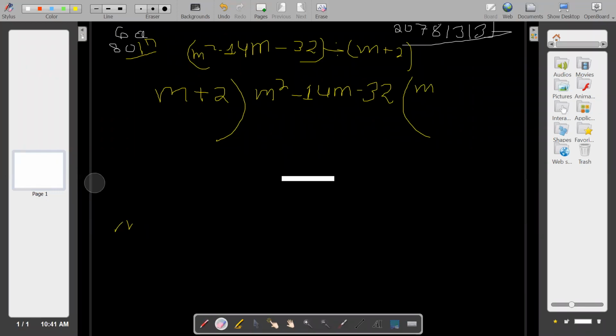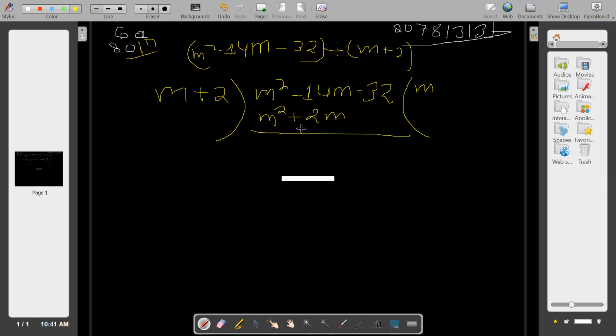Here m square. m, how many times to get m square? Or simply divide this first term by this first term. m square divided by m is m. That's why m into m, how much? Now we can write here m into m, which is m square, plus 2, and here m plus 2 into m is plus 2m. Now when we subtract, signs will be changed.